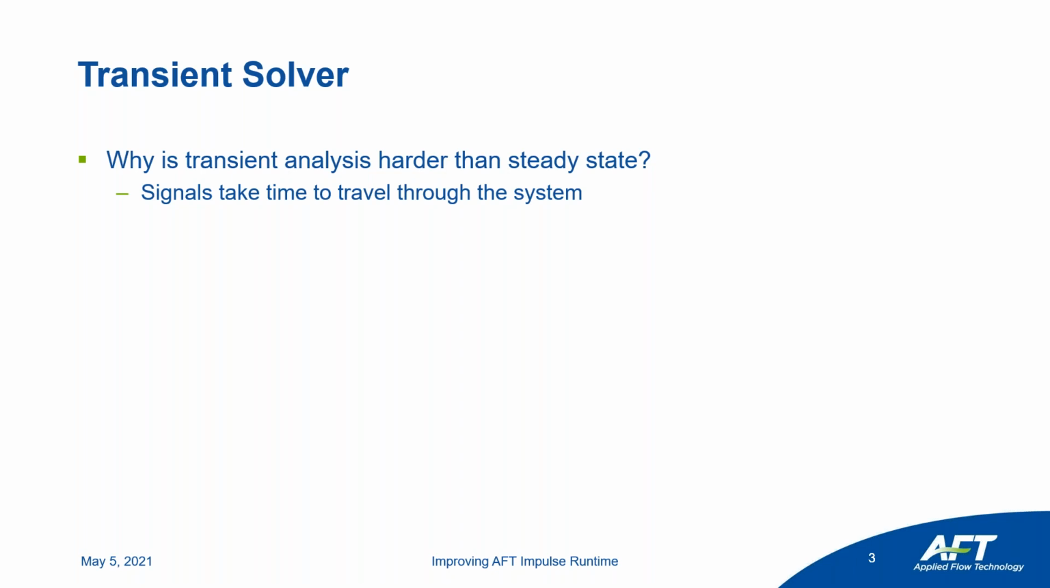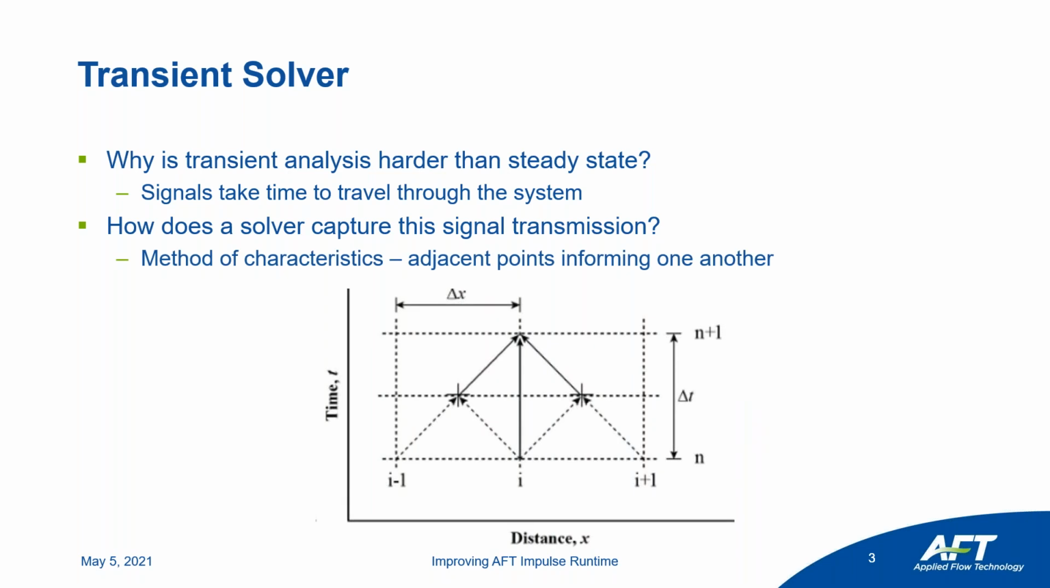How do we capture that with a transient solver? Because a steady state, it doesn't matter incrementally. It's only looking at boundary conditions and how to meet those boundary conditions. So how does our solver capture this signal transmission because the signals are taking time to travel through the system? In this case, we use the method of characteristics. Now, this can be its own topic. People, I'm sure, have written doctoral theses about it. But for our purposes, we're going to define it as adjacent points informing one another over time.